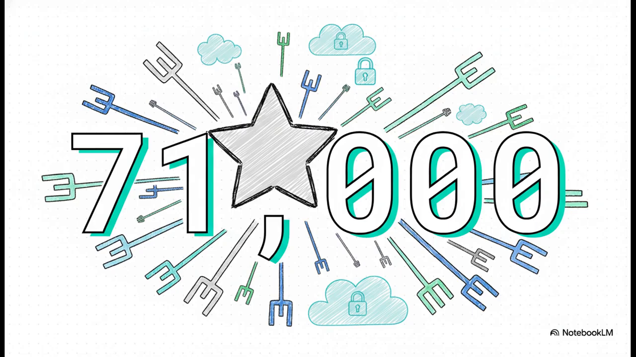71,000. That is how many GitHub stars Odysseus racked up almost immediately after launching, right alongside over 9,200 forks, where developers are already actively branching off to build their own versions of it. It's super clear that people want the power of AI, but they don't want to send all their private data up to big cloud platforms.